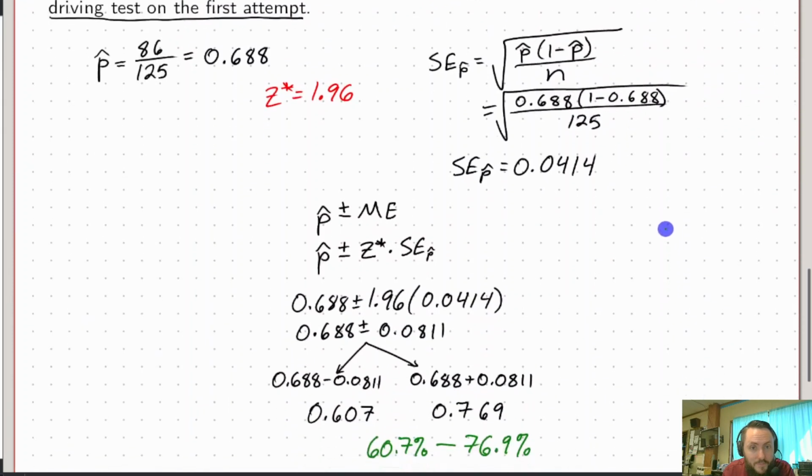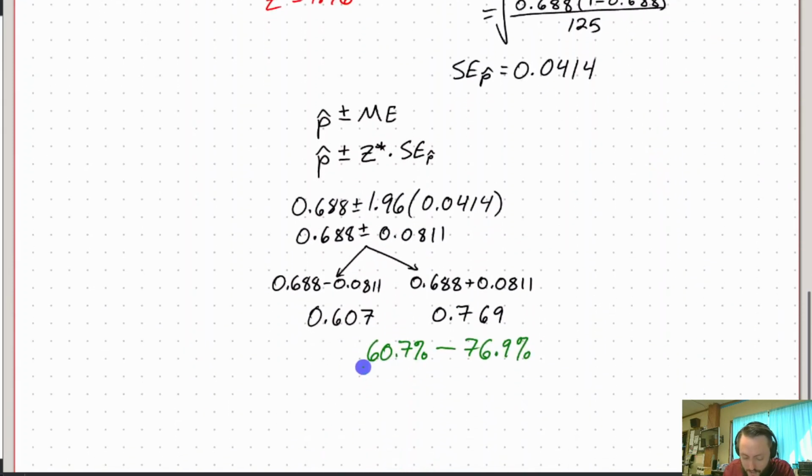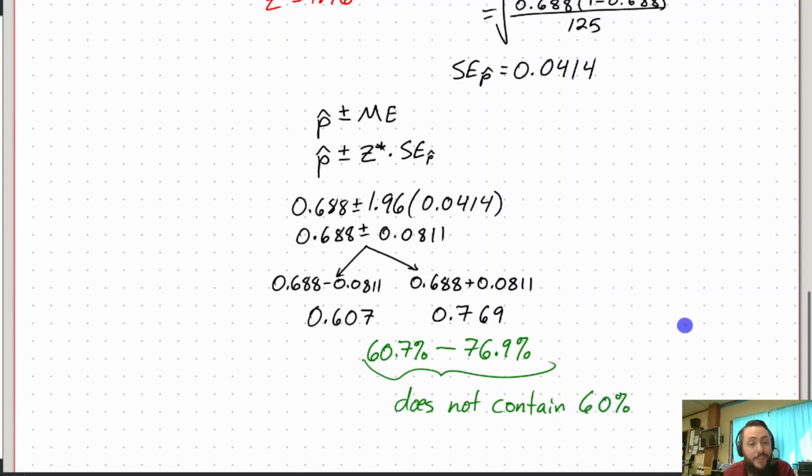Now you'll notice 60% is not inside this interval. It does not contain 60%. Which means, based on our sample, we have convincing evidence that the proportion of teenagers who pass their driving test on the first attempt is greater than 60%.